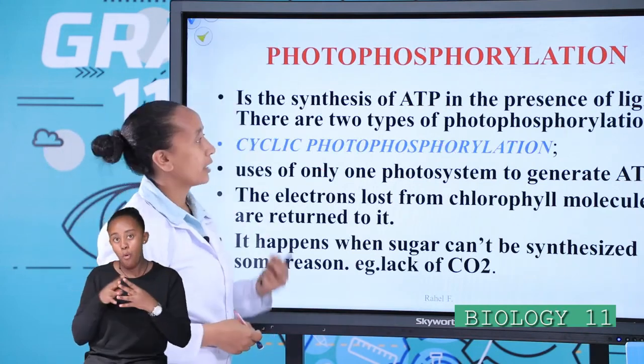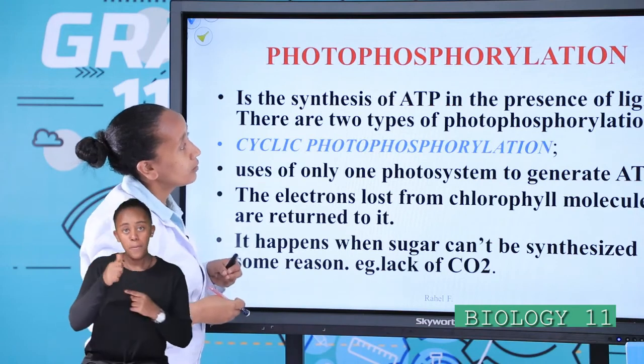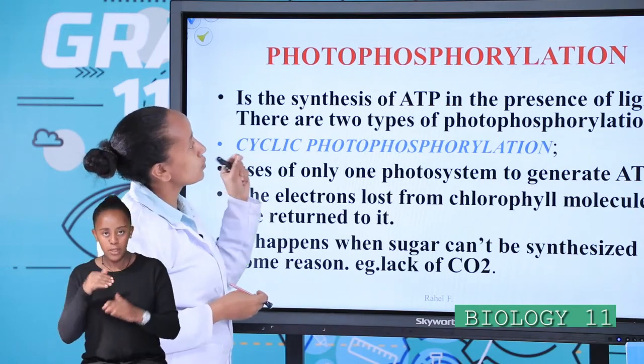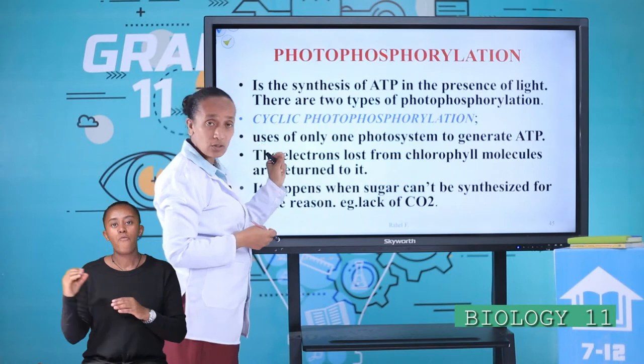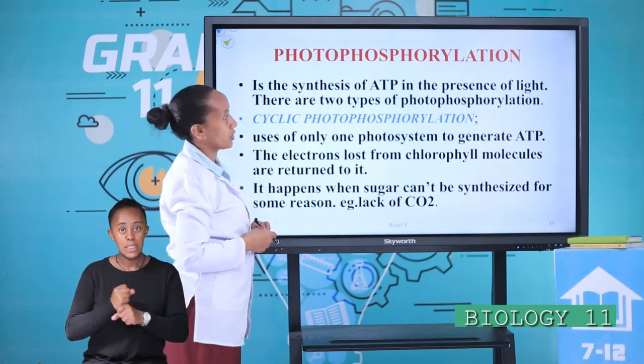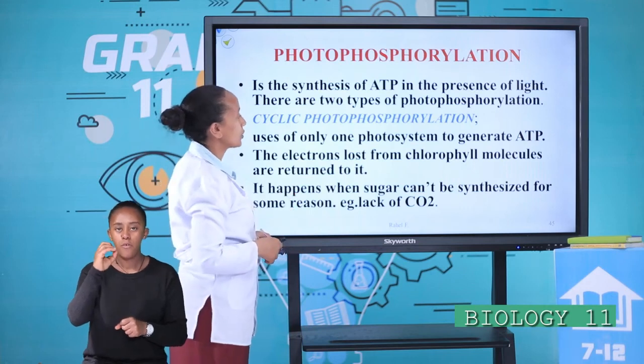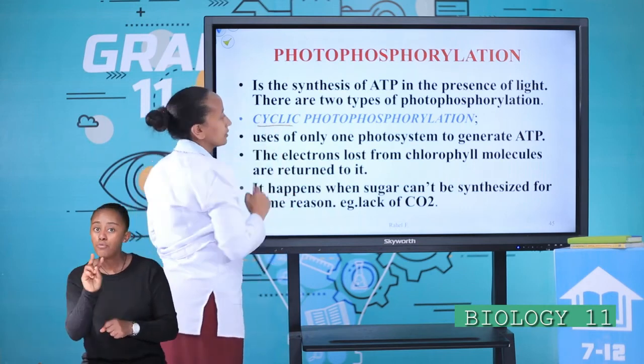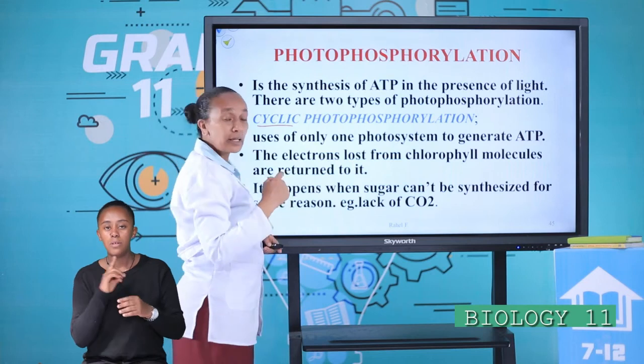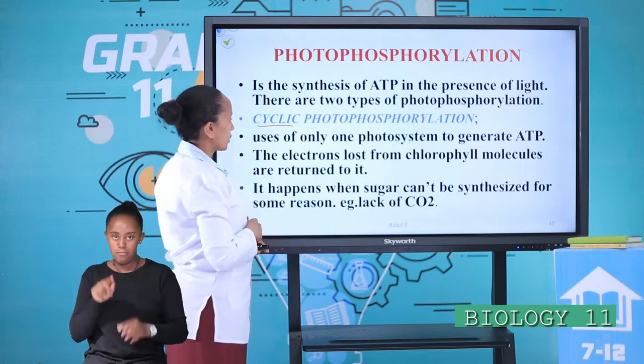As we said earlier, ATP is produced in the case of photosynthesis by a process known as photophosphorylation. But it is found that there are two types of photophosphorylation. These are cyclic photophosphorylation and non-cyclic photophosphorylation.